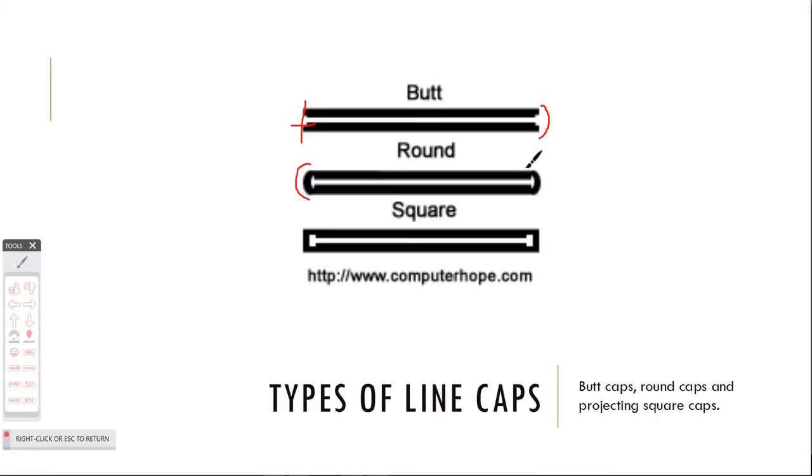Projecting square caps simply extend the line and add butt caps that are positioned one half of the line width beyond the specified endpoints. So here you can see the butt caps. All you have to do is just increase the width and set it. So this will happen as square caps.